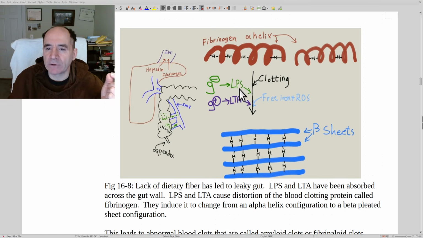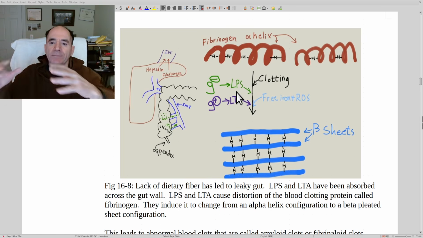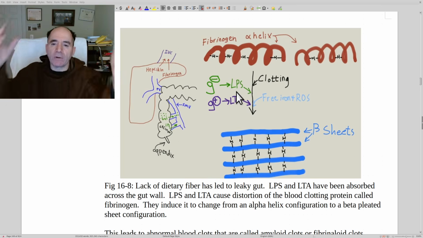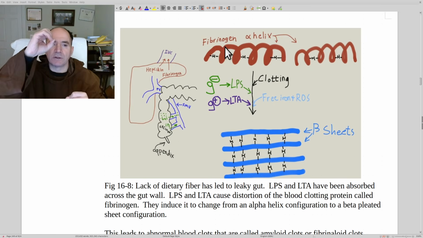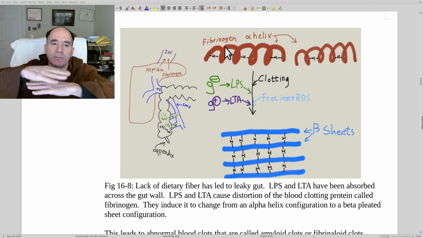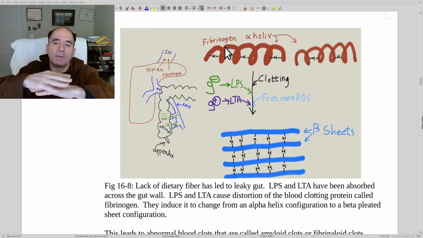Gram-negative bacteria, their endotoxin is LPS, lipopolysaccharide. Gram-positive bacteria, their endotoxin is lipoteichoic acid, LTA. Okay, it's an incredibly amplified autocatalytic mechanism by which LPS and LTA can cause fibrinogen, the blood clotting protein, to change its secondary protein structure from being cylindrical, that's called alpha helix configuration. They can change then to becoming flat, beta pleated sheet.